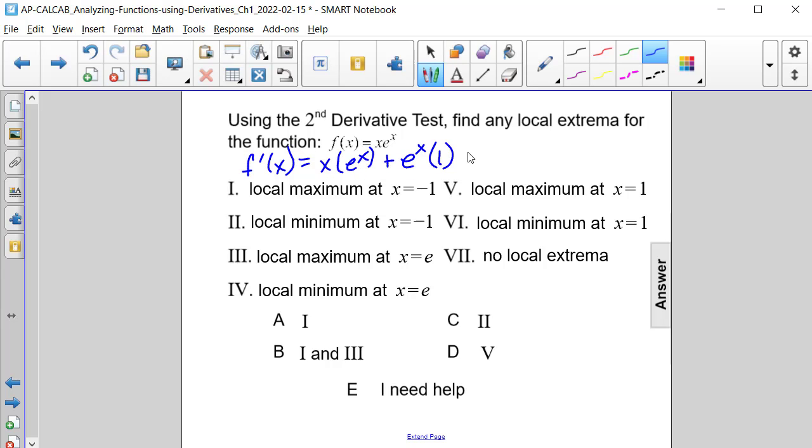is commutative. If we simplify this, notice we have an e to the x in both terms, so we can factor it out. So we have e to the x times x plus 1.